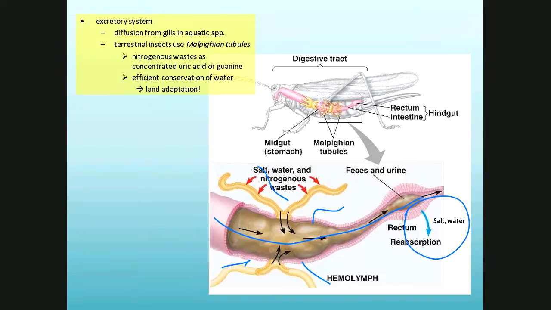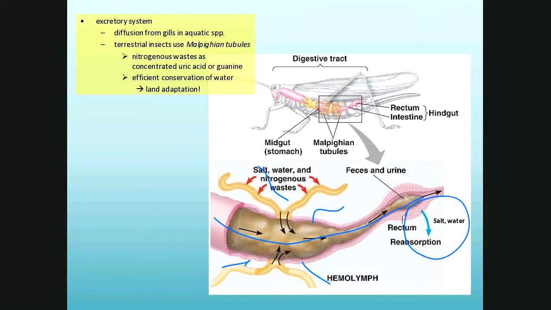Your kidneys do something relatively similar to that as well. Your kidneys go through a process by which they filter out water, and then later on in the process, the water actually absorbs back into your body. This whole process here of making this very concentrated nitrogenous waste, uric acid or guanine, is very efficient at conserving water, which is something that would be a good land adaptation, something that would be necessary.